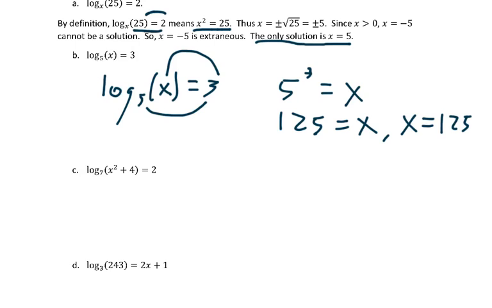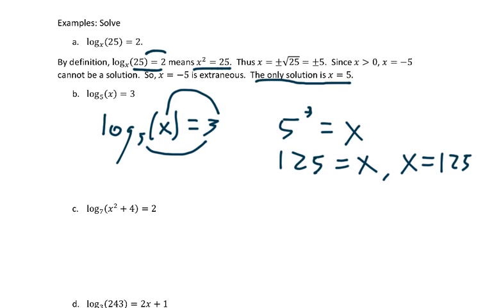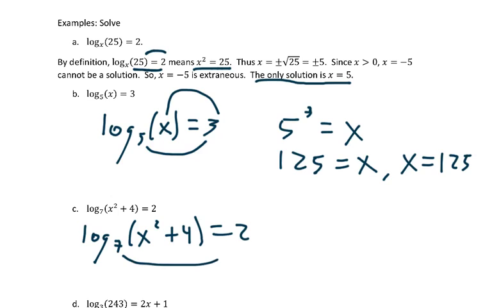Good. Here's another one. So again, we have log base 7 of x squared plus 4 equal to 2. So again, doing the log roll, 7 squared must equal the inside. So in other words, we have 7 squared is equal to x squared plus 4.